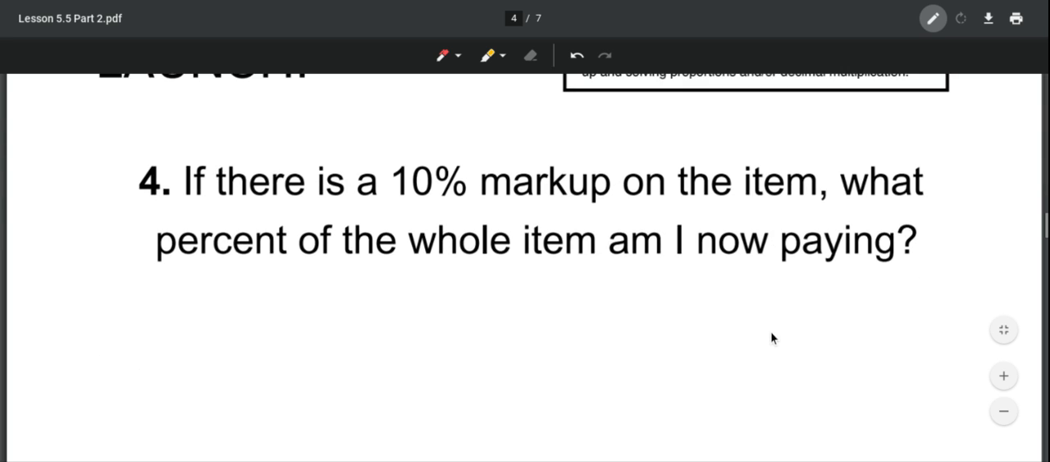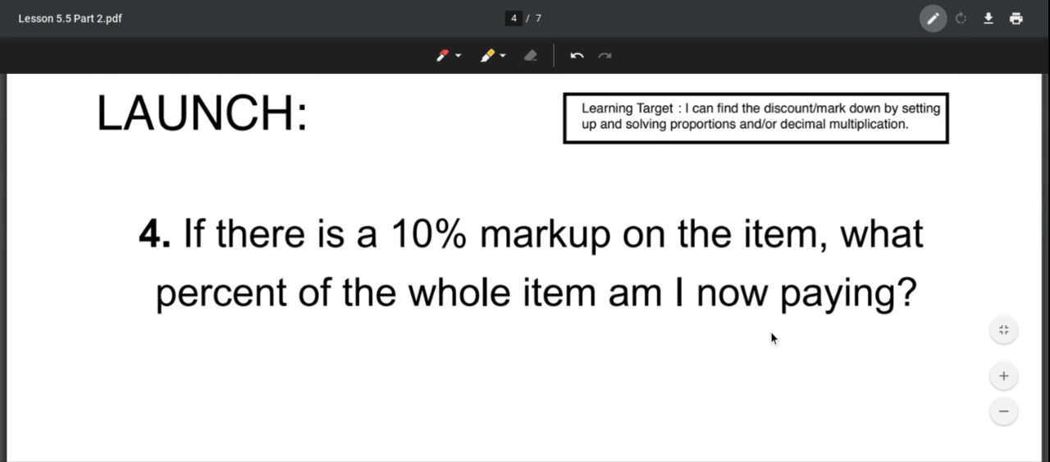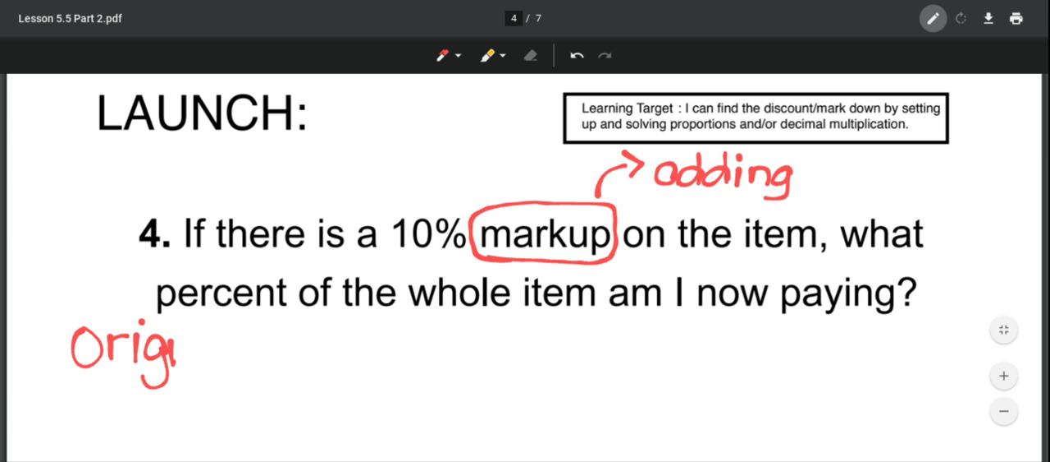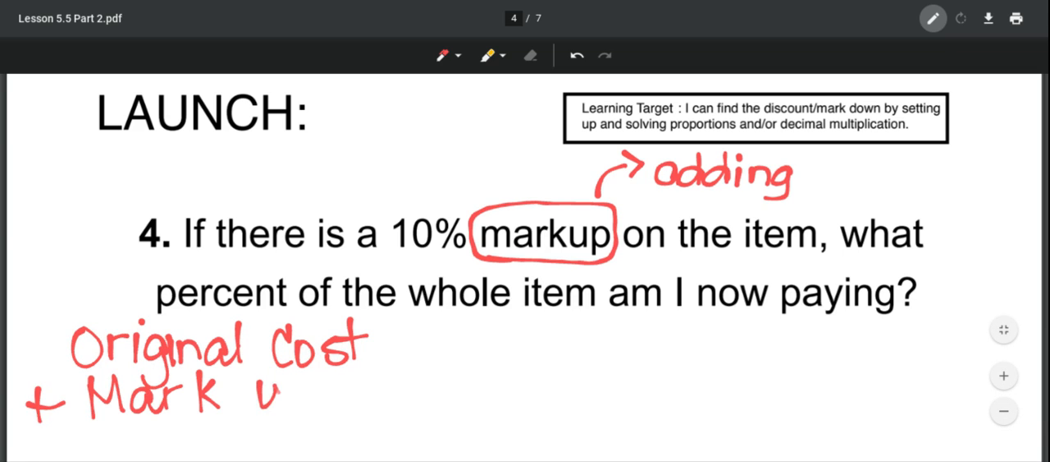So what would you think a markup would mean? Well, a markup would mean that we are adding to an original item. So again, if we have an original cost, in order to mark it up, we would have to add the markup price. And that will give us the amount you are paying.